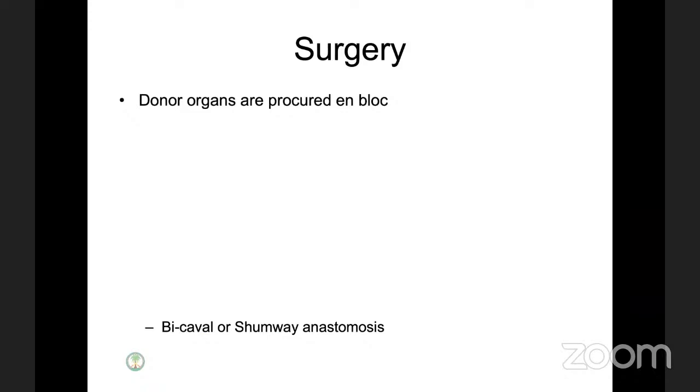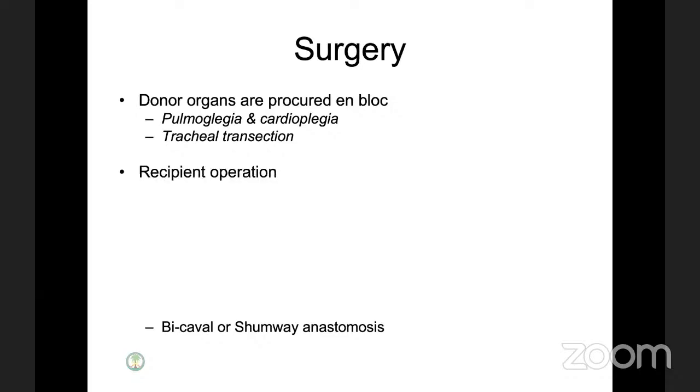So a little bit about the surgery. The donor organs have to be procured en bloc. So it's different from a normal heart and lung procurement. And you need pulmoplegia and cardioplegia. You don't perfuse both with the same perfusion solution nowadays. So you need to do that. You transect the trachea high, but that is pretty much the same as you would do for a double lung procurement. And for the recipient, you need to look at your access.